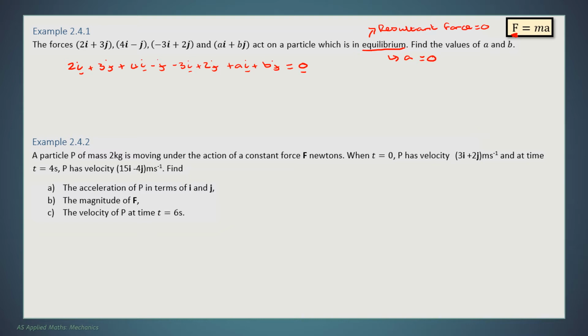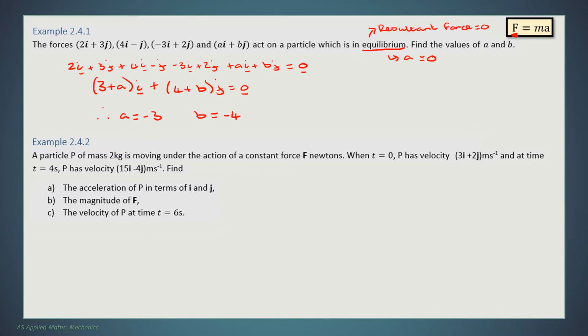This is just adding like terms, so I've got 2i plus 4i minus 3i. 2 add 4 is 6, minus 3 is 3, and then I've got a here. So we've got 3 plus a when we collect the i terms together, and then j, we've got 3 minus 1, which is 2, add 2, which is 4, add b. Therefore, a is equal to minus 3, b is equal to minus 4.